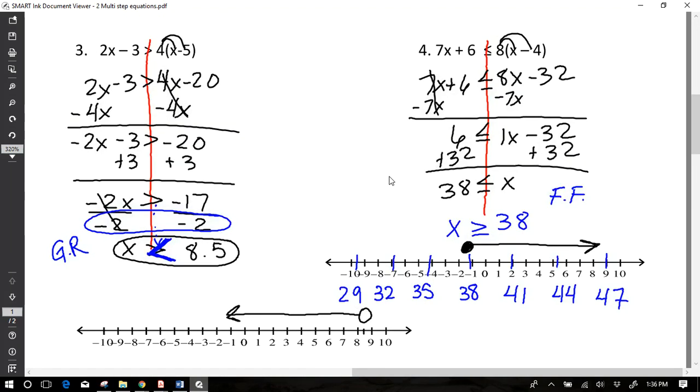And so here is my work and my graphs for numbers 3 and 4. In number 3, I had to apply the golden rule because I divided by a negative 2, which flipped my inequality and made it a less than sign. In number 4, I had chosen to move the 7 over to the right, which meant that in my last step I had to do flip-flop to get the x value back onto the left side of the inequality. Okay, and so that made it x is greater than or equal to 38.